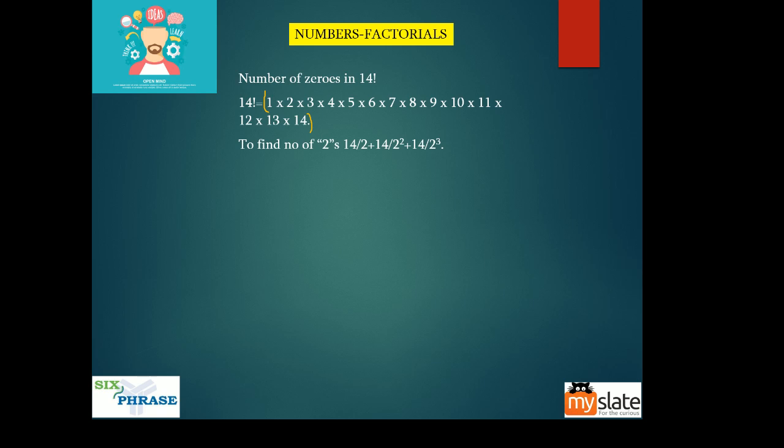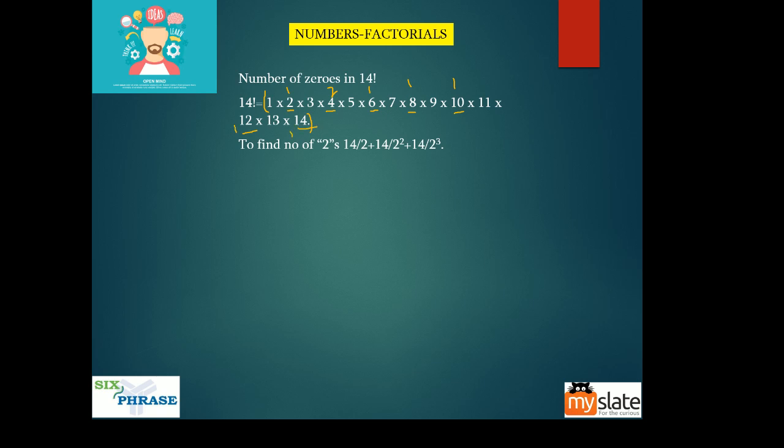Guys, here there is 1 2. Am I right? Here there are two 2's. Here there are two 2's. Here there is 1 2. Then here there is 1 2. 6 is nothing but 2 into 3. Here there is 1 2, right? Because 8 is nothing but 2 into 4. Here there is 1 2. Here there is 1 2. Here there is 1 2.